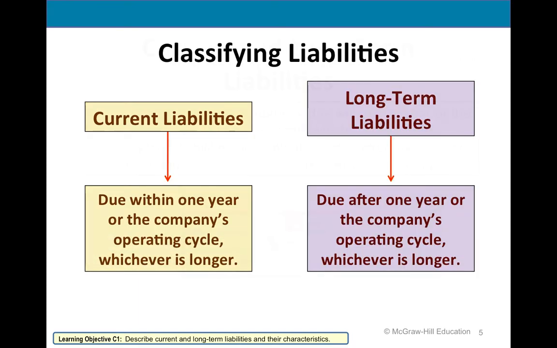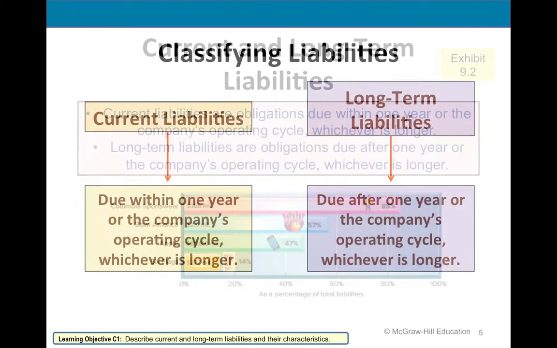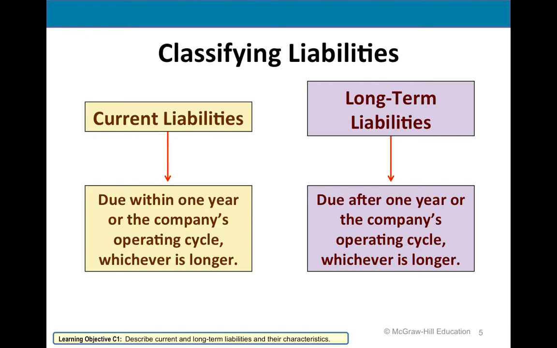Again, we have to classify liability. Remember, current liability is what's due within a year or less, or the company's operating cycle, whichever is longer. Long-term liability is due after one year, or after the operating cycle, whichever is longer. A lot of your long-term debt, maybe you signed a loan, maybe you bought something on the long term.